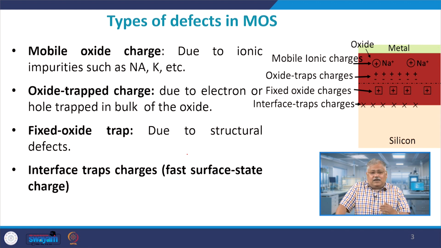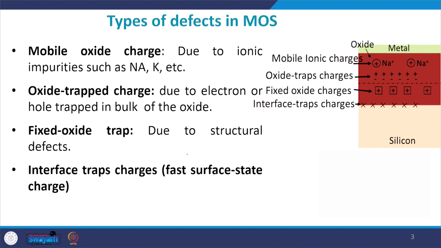You will ask me why mobility or immobility is such an important part. If your mobile oxide charges, by application of an external potential, start to move near the silicon dioxide interface, the effective flatband voltage will change. That is the reason the mobility or immobility of charge carriers is important.